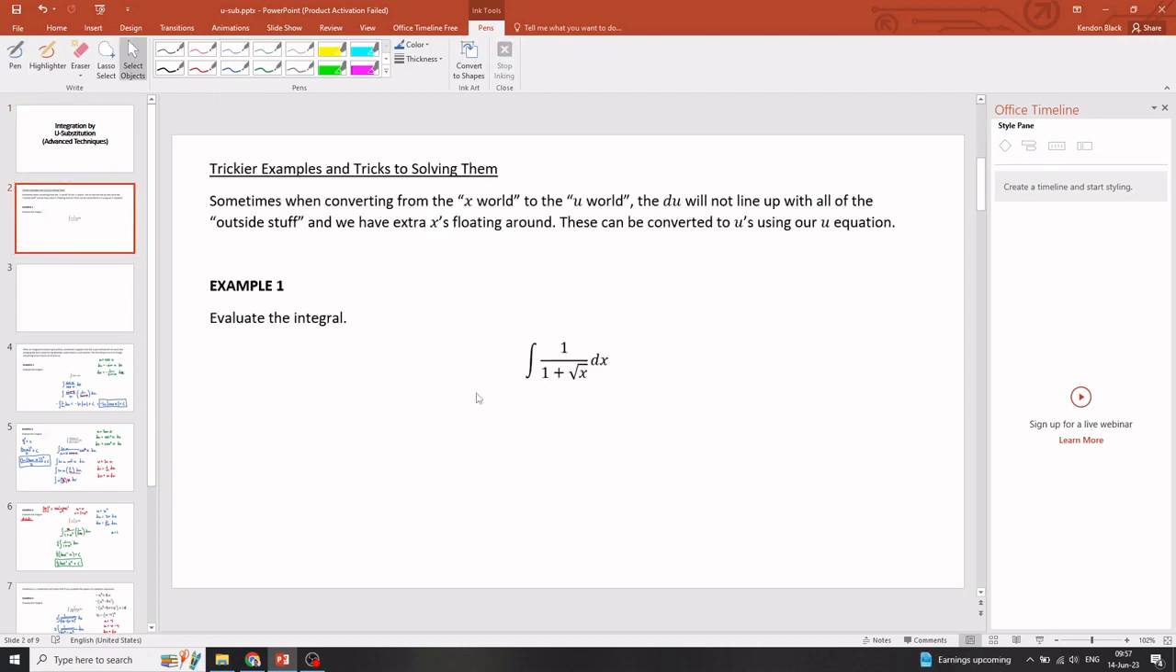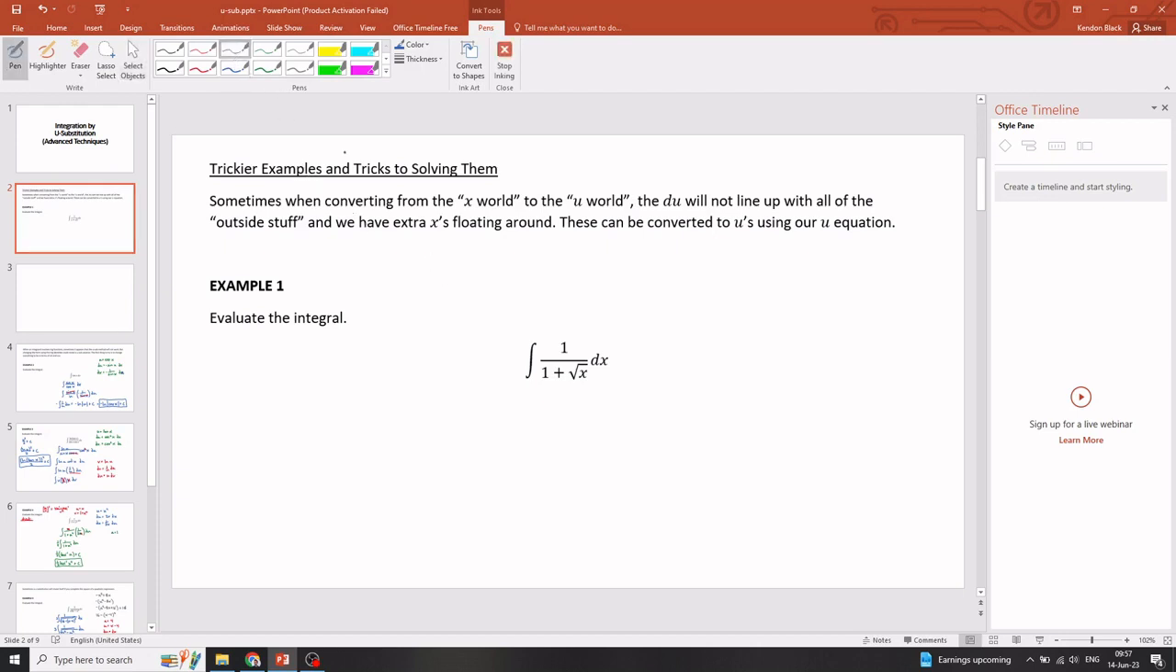Okay, so the first one: sometimes when converting from the x world to the u world, the du will not line up with all of the outside stuff, and we have extra x's floating around. These can be converted to u's using our u equation. So example 1, we're going to evaluate the integral of 1 over 1 plus the square root of x dx.